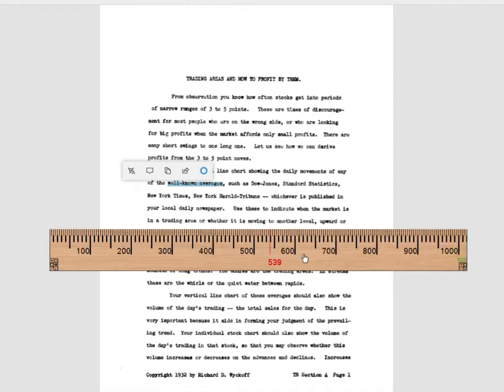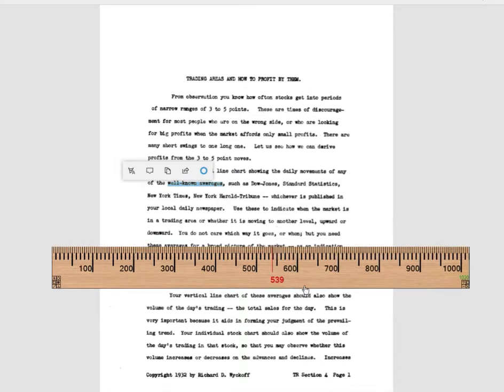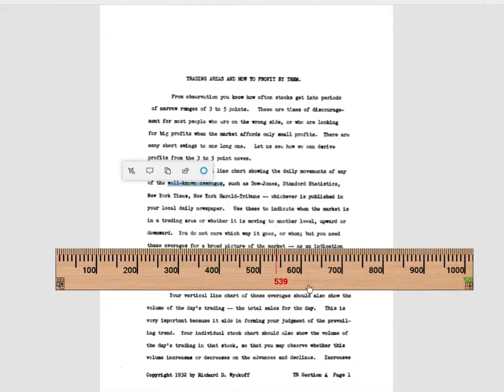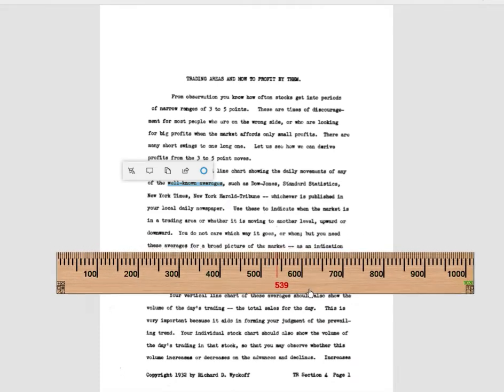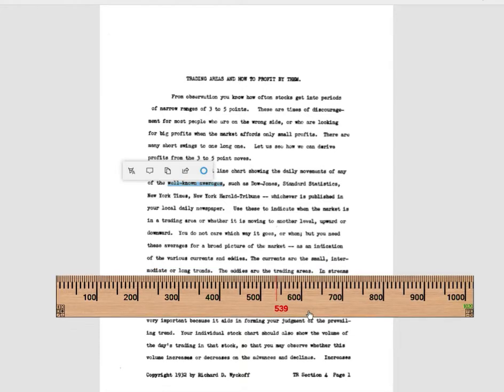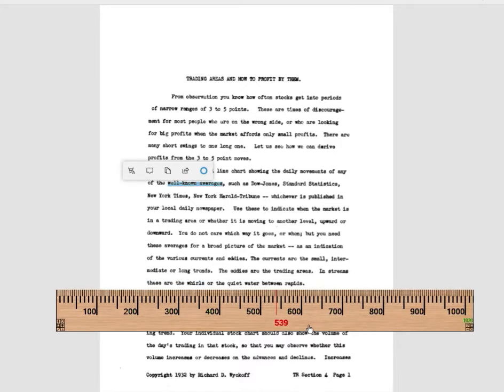Use these to indicate when the market is in a trading range or whether it's moving to another level. It's very simple. You would know it's flat, or if it keeps on making new highs on the rallies, it was going up or down. So you do not care which way it goes or when, but you need these averages for a broad picture of the market as an indication of various currents and eddies. The currents are the small, intermediate, or long trends. The eddies are the trading areas.